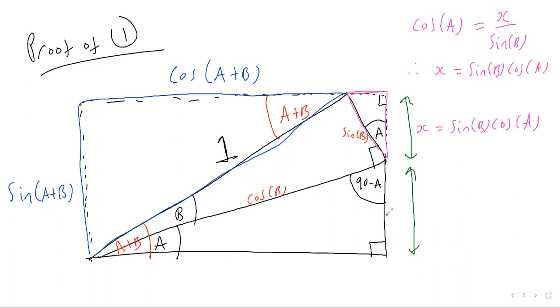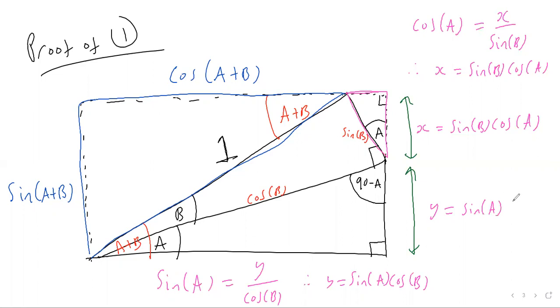Now let's work out this side here. We'll call this y this time. Again, we've got a right angle triangle. We've got a hypotenuse on this bottom right angle triangle of cos B, and we want to find the opposite side. So this is opposite over hypotenuse, that's sine. So sine A for this angle there equals the opposite y divided by the hypotenuse, which is cos B for this triangle. Therefore, y is equal to sine A times cos B.